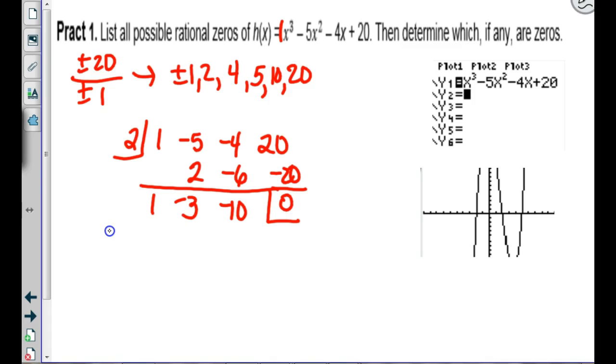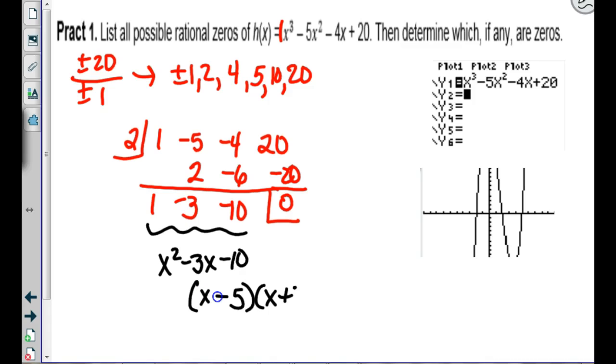Now, we're supposed to be determining which other ones are zeros. Can this factor to find the other 2 zeros? What is this right here? 1x squared minus 3x minus 10. How does that factor, guys? X minus 5, x plus 2.